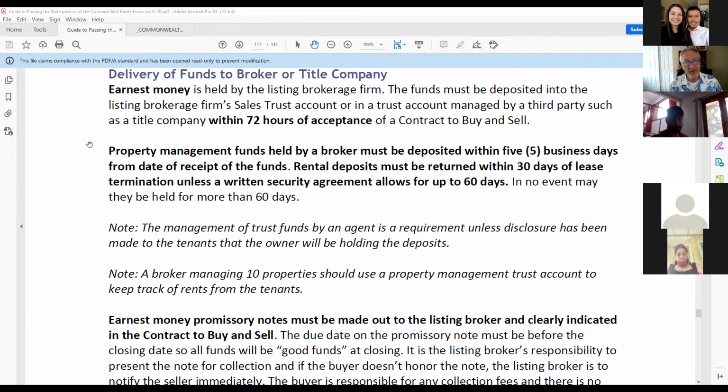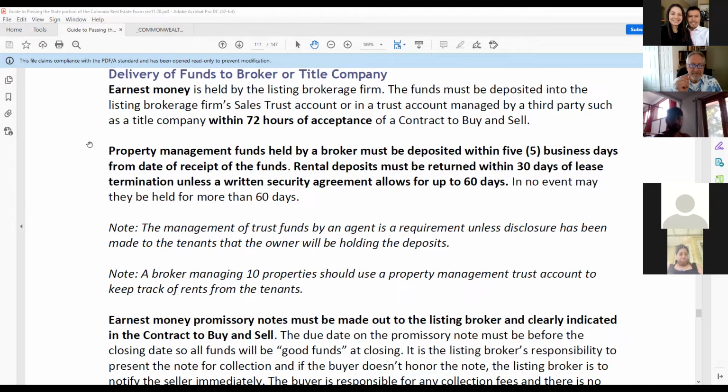72 hours. Okay. Now, but for leases, that deposit needs to go within 5 business days. That's different. Sunday's not a business day. A holiday's not a business day. 5 business days from the date of receipt. And the return of those deposits must be made within 30 days, unless it's agreed in writing, then it can be 60 days, but it's got to be in writing.